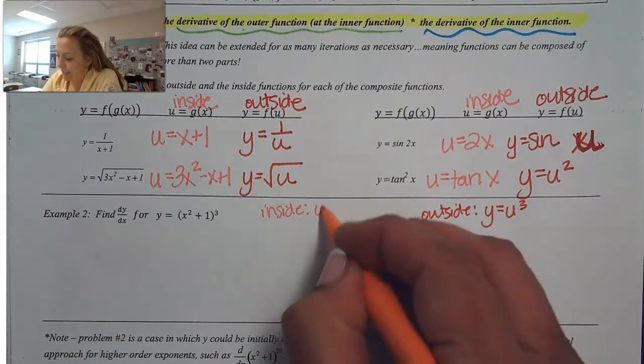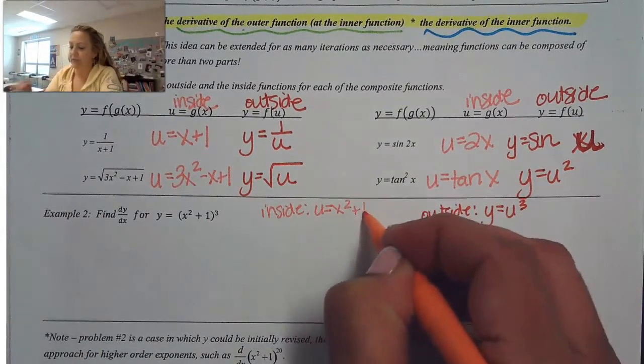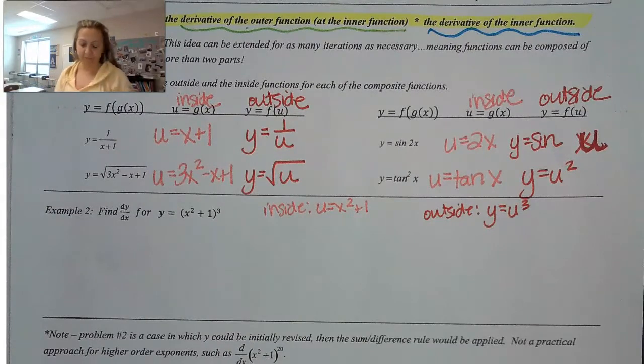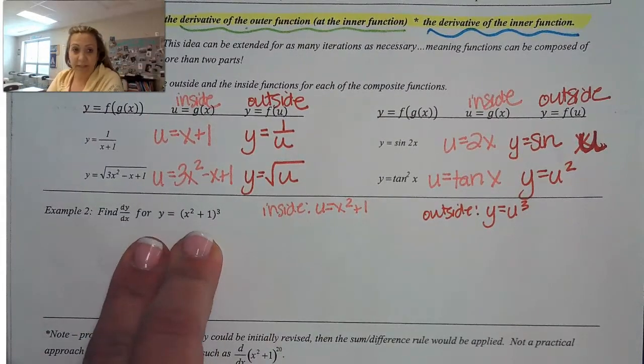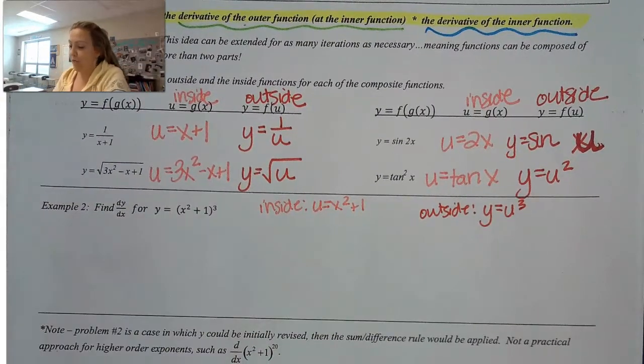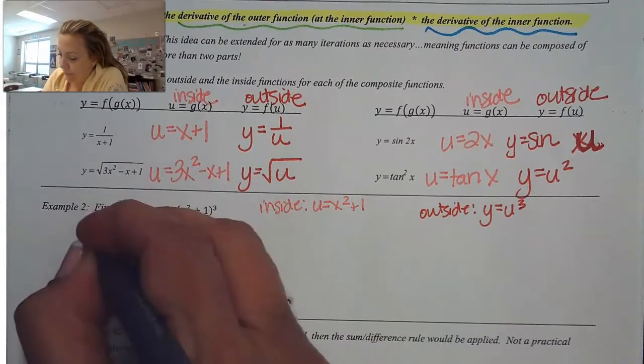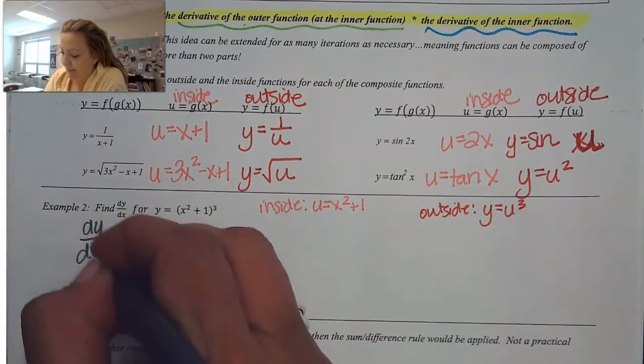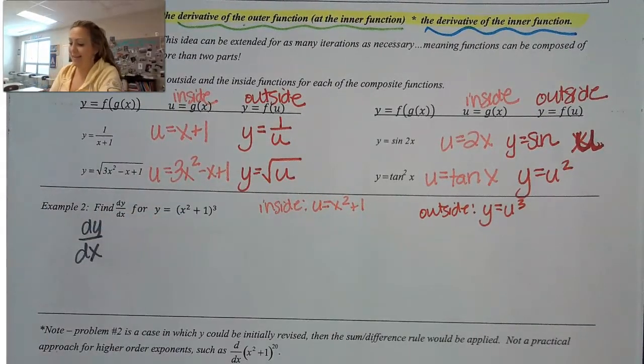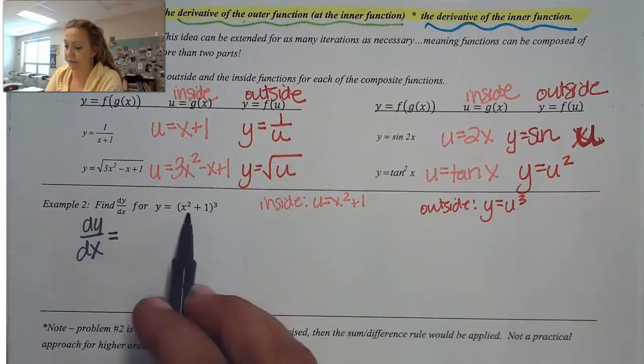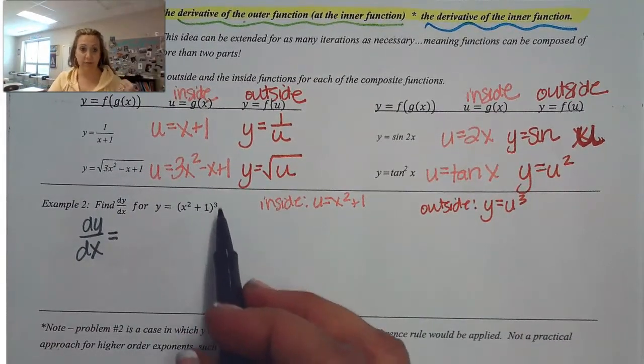And what is it that's being cubed? It's that x squared plus 1. So that's my inside function. Okay, so what I want to do is take the derivative. So if I did that, then the derivative of y would be dy dx. And now I want to take the derivative of the quantity x squared plus 1 cubed.